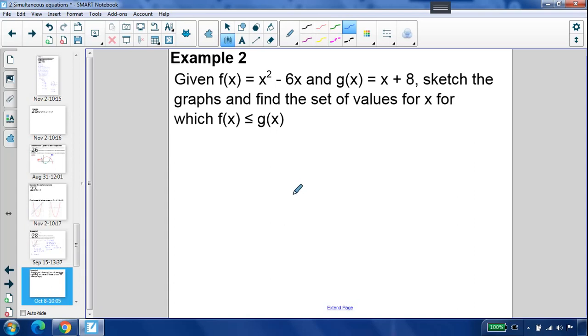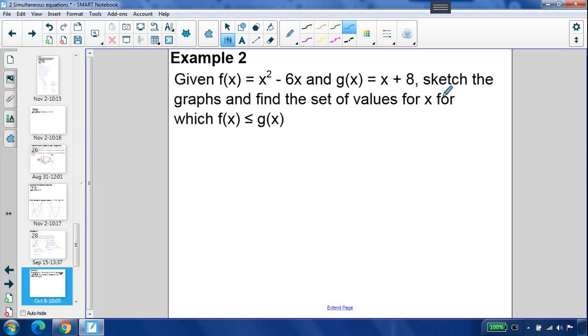Let's have a look at another example. So given f of x is equal to x squared minus 6x and g of x is equal to x plus 8, sketch the graphs and find the set of values for x for which f of x is less than or equal to g of x.